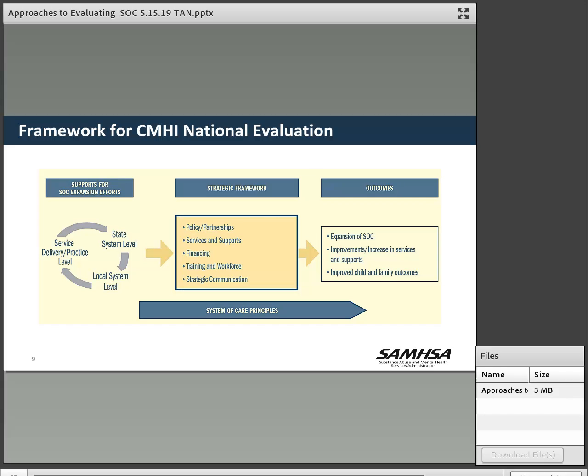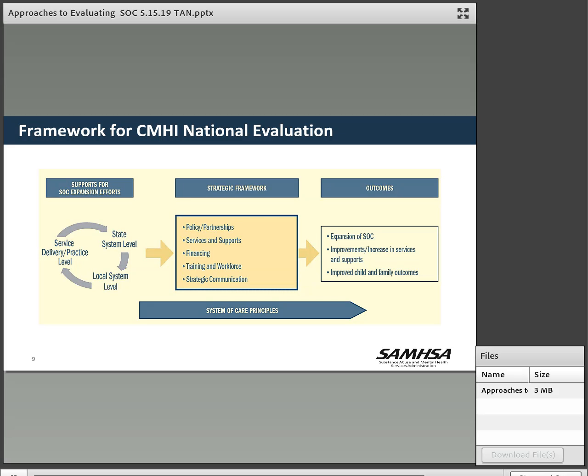So here's the framework for the Child Mental Health Initiative National Evaluation. Some of you have worked with us and have seen this, but for those of you who haven't, you may find it useful, and for those of you who have, hopefully it'll be a little refresher. We really turn this into a focus on expansion, because that's the emphasis of the national evaluation, and how systems of care for children, adolescents, young adults can expand.